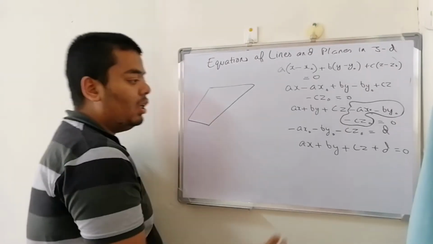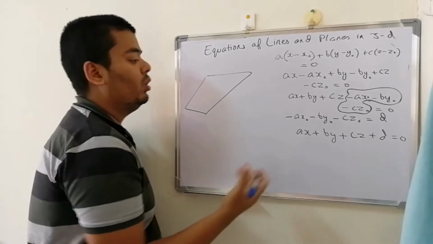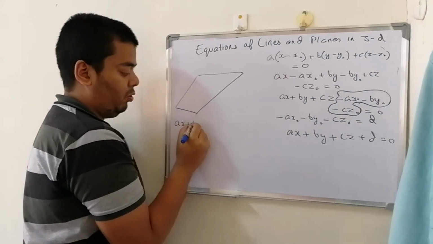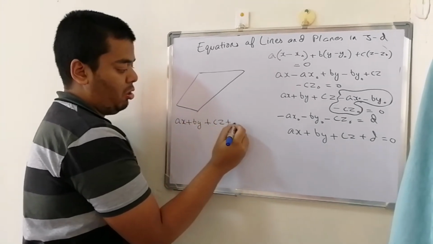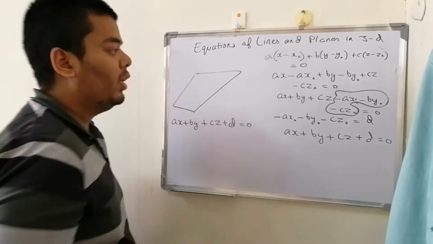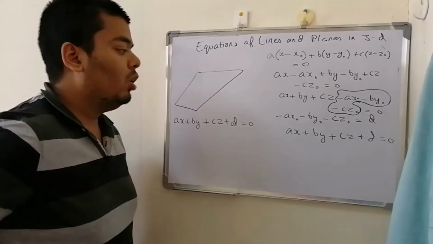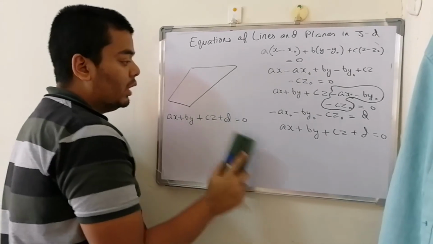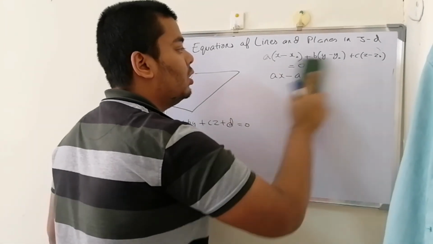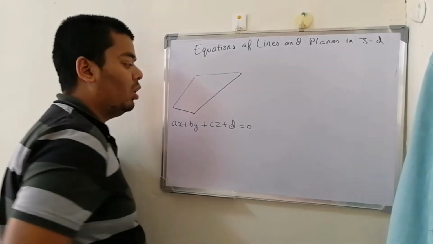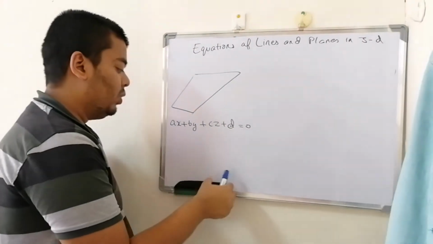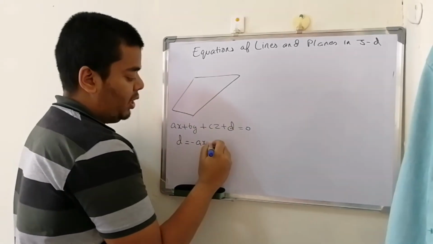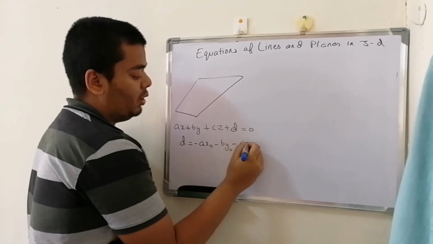So the equation of this plane, we don't know, but in general terms it will be this thing. I'll just remove this. We'll keep this in mind. I'll also write down here what d is so that we don't forget. d is minus ax naught minus by naught minus cz naught.